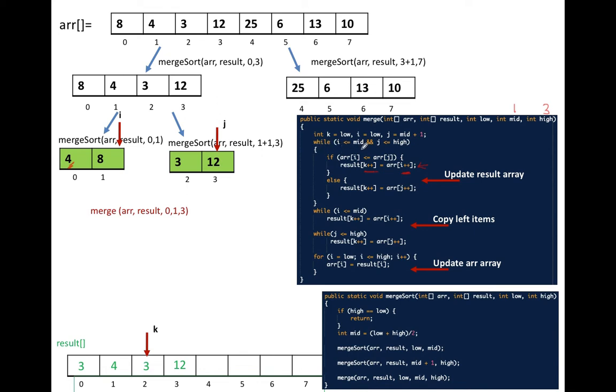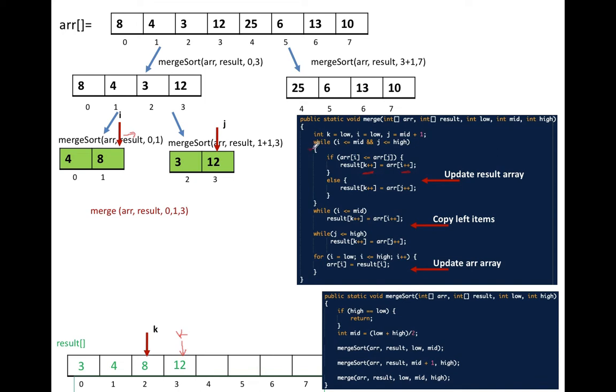So i is less than or equal to mid. Currently, of course, i is equal to mid actually, and j is also equal to high. So we go inside this while loop. Array of i is 8, array of j is 12, 8 is less than 12, so we update the value here as 8 and correspondingly increment the value of i and also k. So k will point to this index and i will again increment, so it will come out of the higher index of this left subarray.